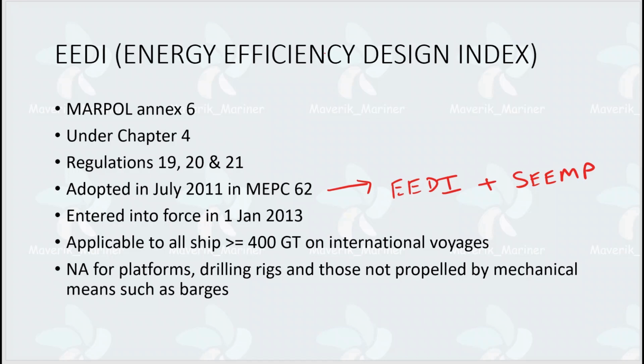EEDI is applicable to all ships greater than or equal to 400 GT on international voyages, but it is not applicable for platforms, drilling rigs, and those not propelled by mechanical means, such as dumb barges.